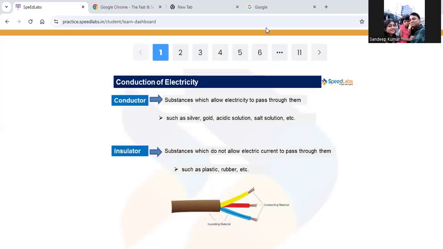Hello, good morning, friends. In this video, I'm going to explain chemical effect of current for CBSE 8. Okay, so we'll discuss one by one.